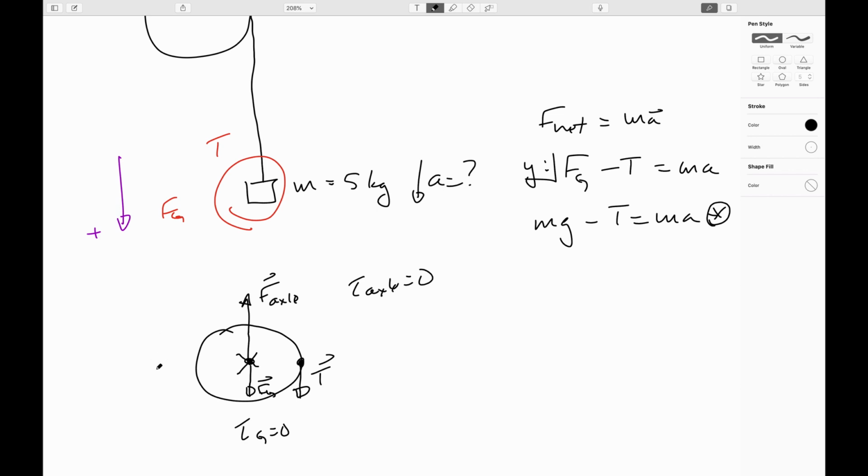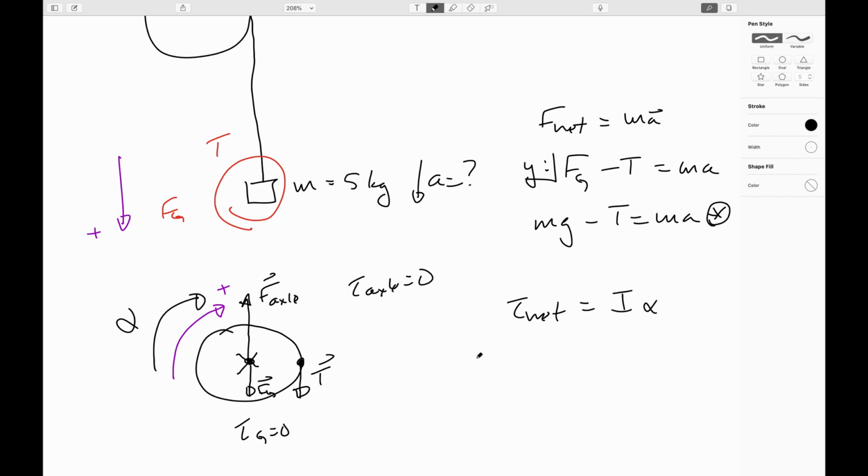So we can look at this and realize that the string is trying to make this thing accelerate, do an angular acceleration clockwise. So here it probably makes the most sense to just decree that clockwise is positive, just to take it from there. So we could just as easily write Newton's second law for rotations as the net torque equals I alpha. So let's go and take a look at that.